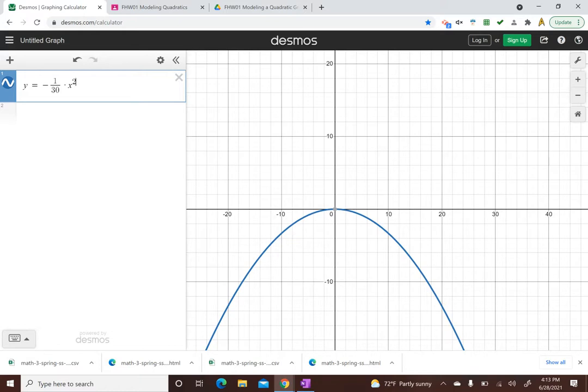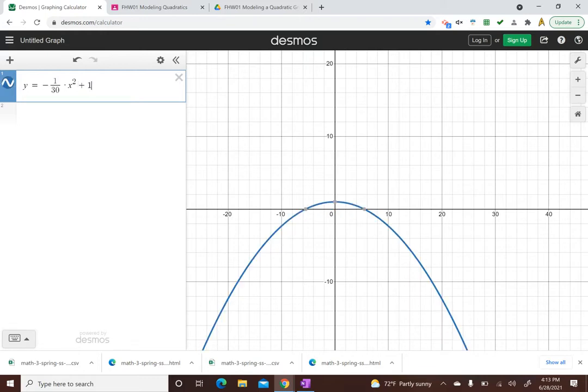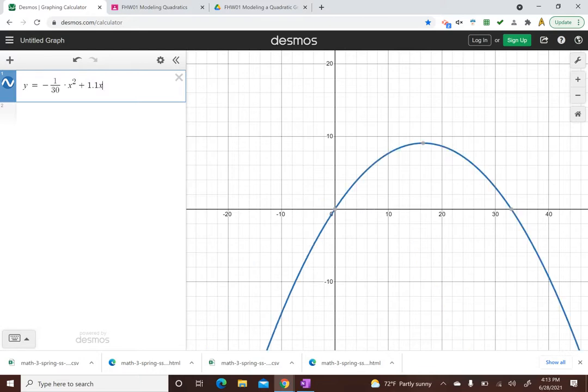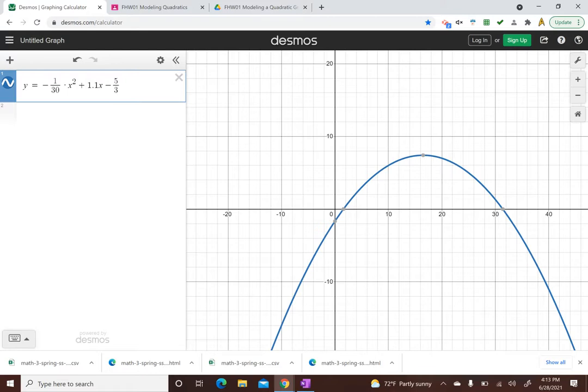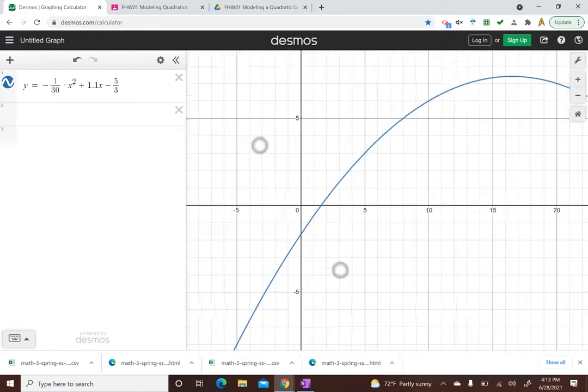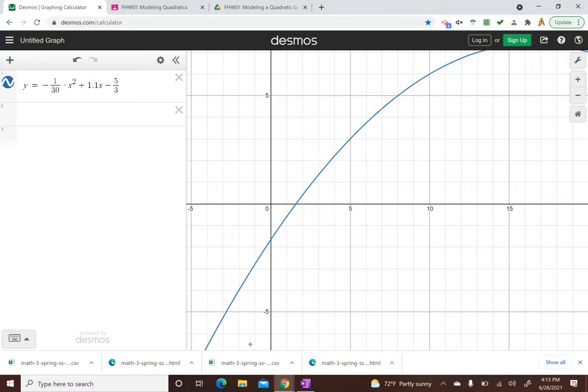Okay, so plus 1.1x. Notice how that's affecting the parabola. Minus 5 divided by 3. Enter. Nice. So if I zoom in, I could probably ask it, what is the value of this point? And it says 1.592 on Desmos. That's very convenient. Nice. I didn't know it could do that.